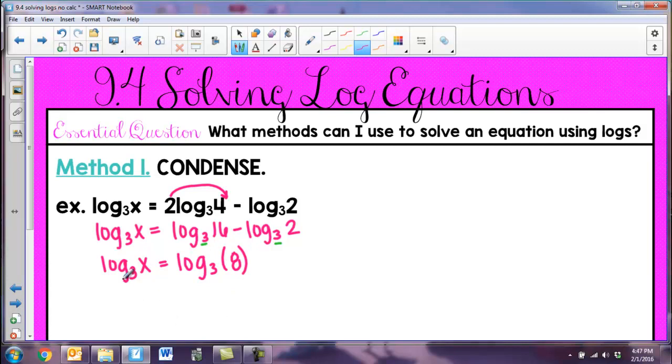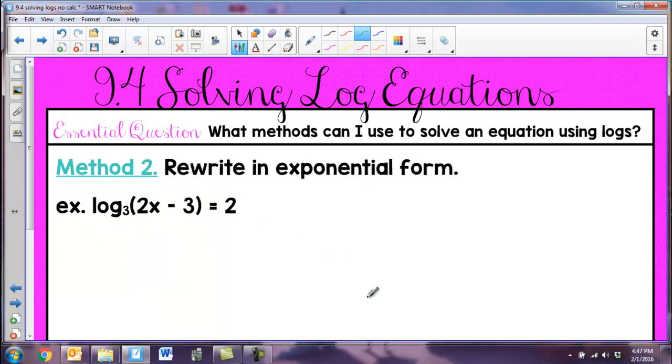Now if you notice here, I have the same log base on this side as I do on this side, which must mean that my arguments have to be equal to each other. So this is pretty straightforward. x must be equal to 8. So again, this one right here, we try to condense down as much as we can on each side until we have two separate logs with hopefully the same bases, and then I can set their arguments equal to each other and just use some algebra.